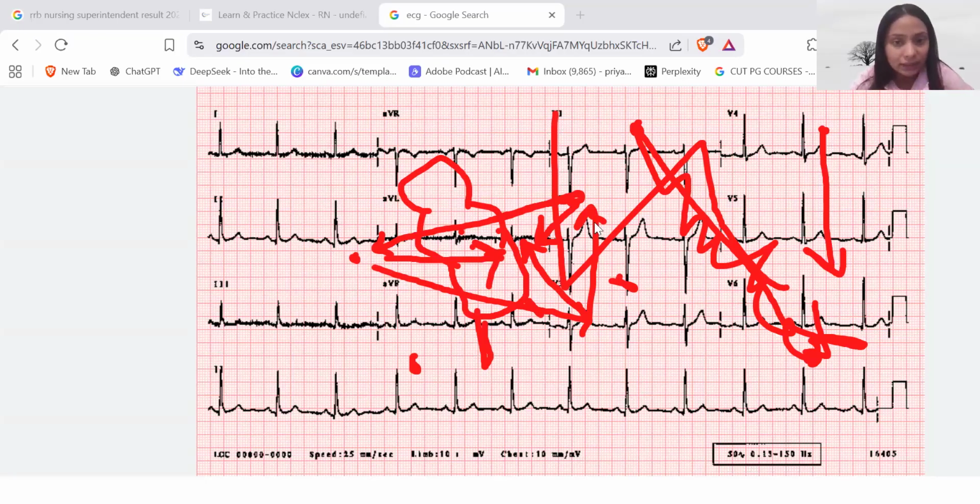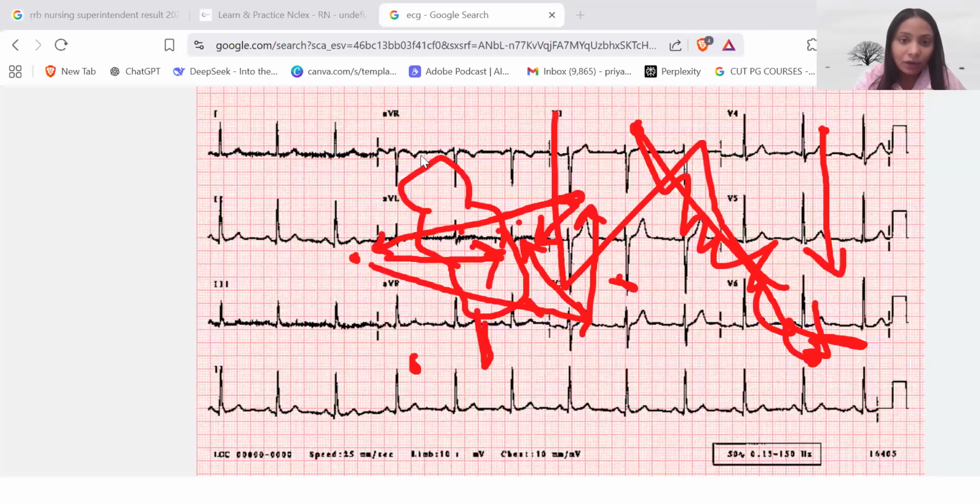This is how ECG is there. So now, whenever you see that you have a problem in this lead, it means this part of your heart has a problem. If you see any problem in lead 2, it means that this part of the heart has a problem. If there is abnormality in lead 3, you will see that this part of the heart has a problem.